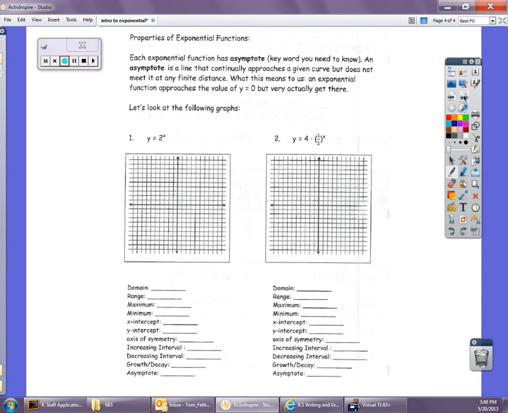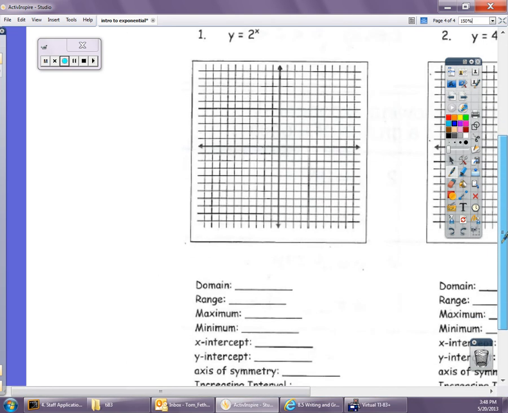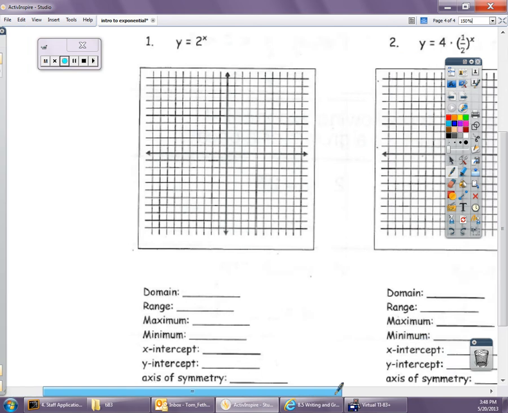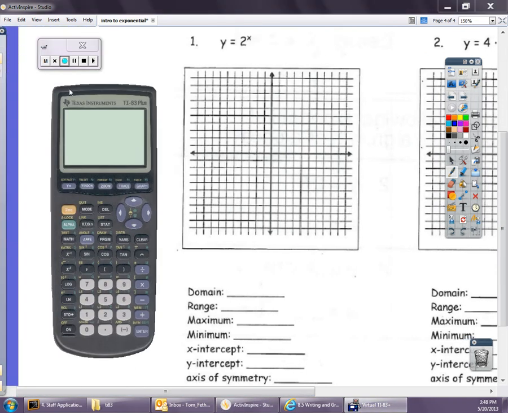So if we look at this first one, it says y equals 2 to the x. And now we can actually look at some of our properties. So we can take our graphing calculator, go to y equals, and we type in 2. Now 2 to the x, we have to use the caret button, which is above the division sign. So now we get y equals 2 to the x, and we can look at our graph.